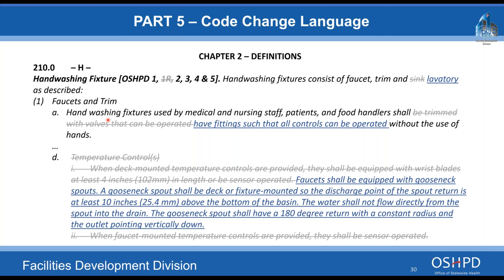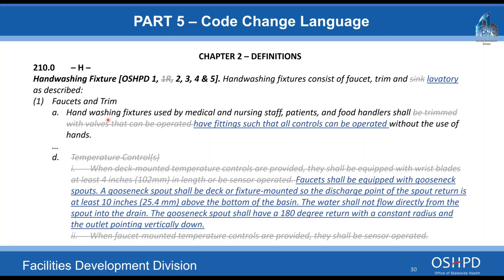So the change from sink to laboratory, just so you know, all the architects out there, and we've got a lot of them tuned in, please look at the 11B requirements on knee and foot room in 11B of the building code. Because with a sink, you have a minimum requirement away from the wall. With a laboratory, you have a maximum requirement away from the wall. So to get familiar with those, the infection control aspects are in the next line here, where we say have fittings such that all controls can be operated without the use of hands. This is something we're always looking for. Now, that doesn't mean you can't have wrist blades. You can, in a lot of cases, have wrist blades. But if it's a hand wash fixture, we don't want you touching it with your fingertips and your hands, due to infection control concerns.